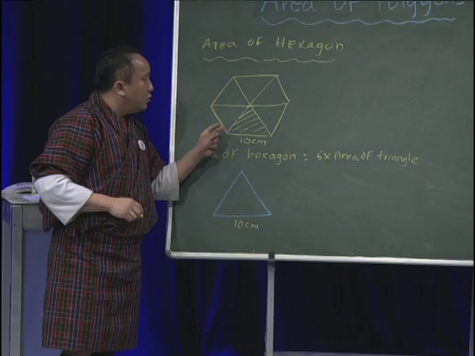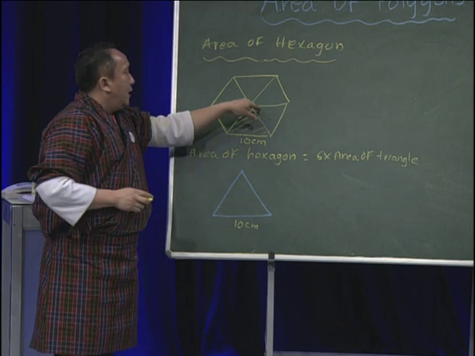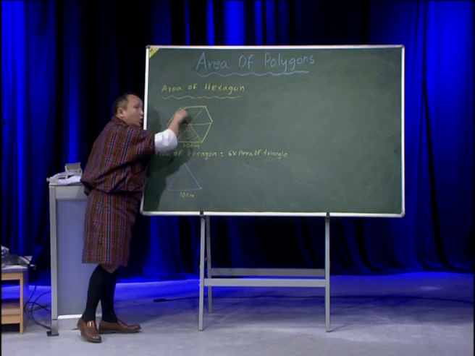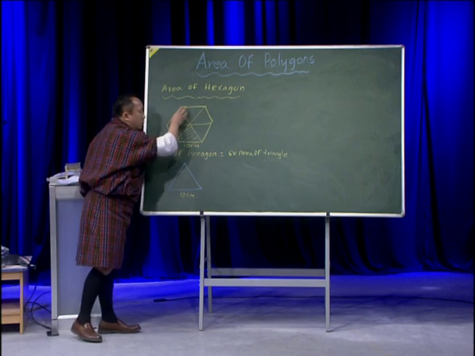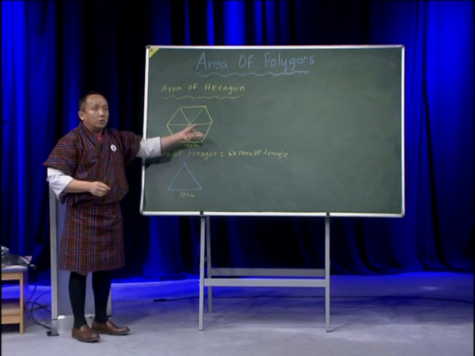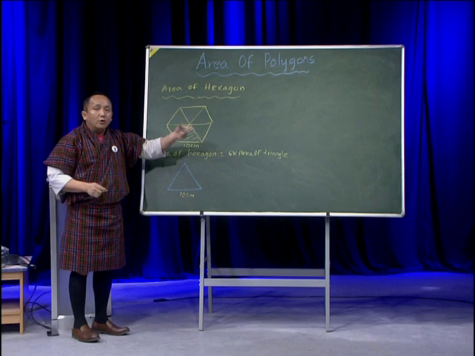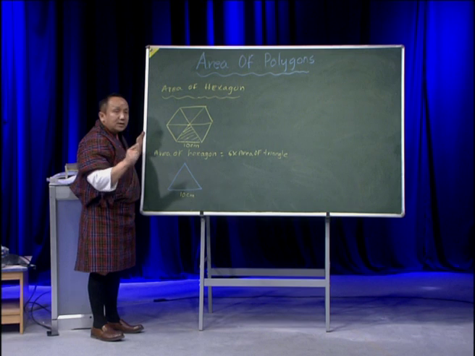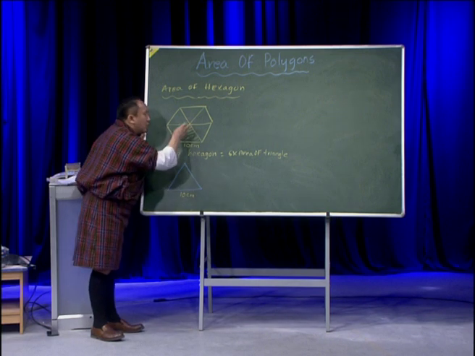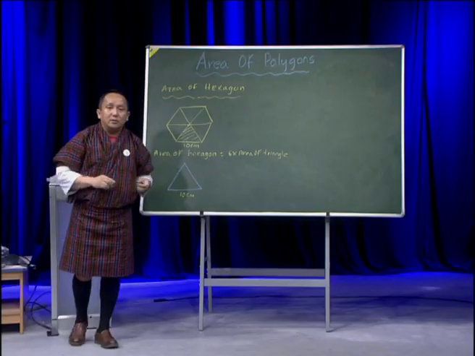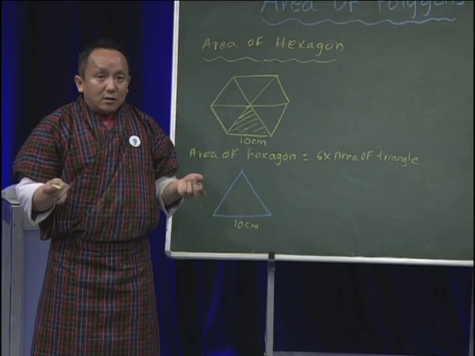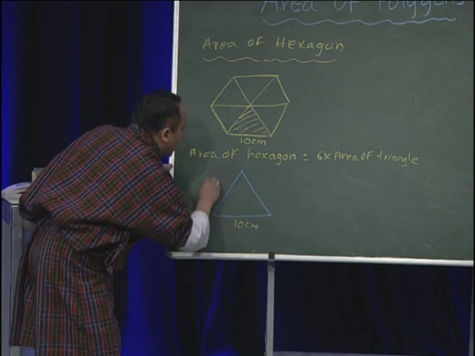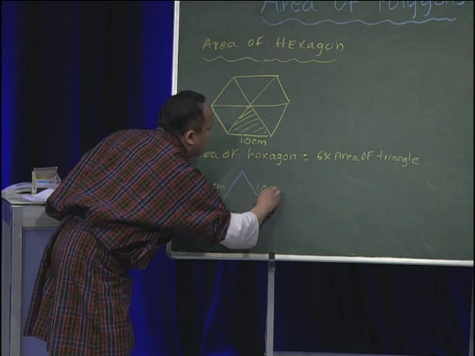Now one thing you need to remember is when you divide the hexagon into 6 congruent triangles, the congruent triangles are equilateral triangles. All these triangles are equilateral triangles. In other polygons, in heptagon, octagon, nonagon, decagon, the congruent triangles will not be equilateral triangles, but except in a hexagon, the congruent triangles are equilateral triangles. Now, what is an equilateral triangle? An equilateral triangle is a triangle which has all 3 sides the same. So, if this is 10 centimeters, the other 2 sides will also be 10 centimeters, 10 centimeters.